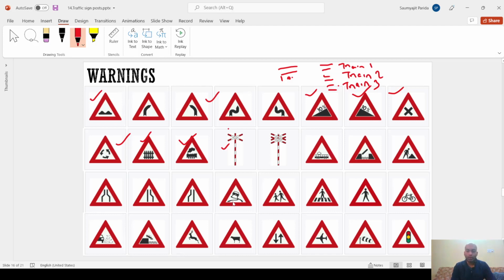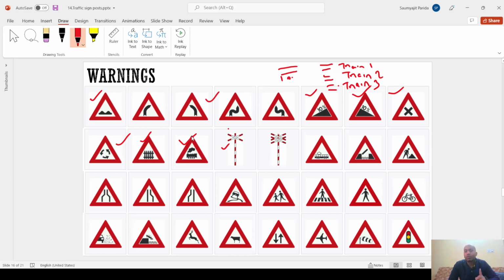And I'm approaching a slippery road. Here, approaching a crossing, then pedestrian crossing, then pedestrian path, pavement, the cycle, loose chippings, deer can cross, and etc. So this is very easy, and one can refer to this information online. But what is the insight?